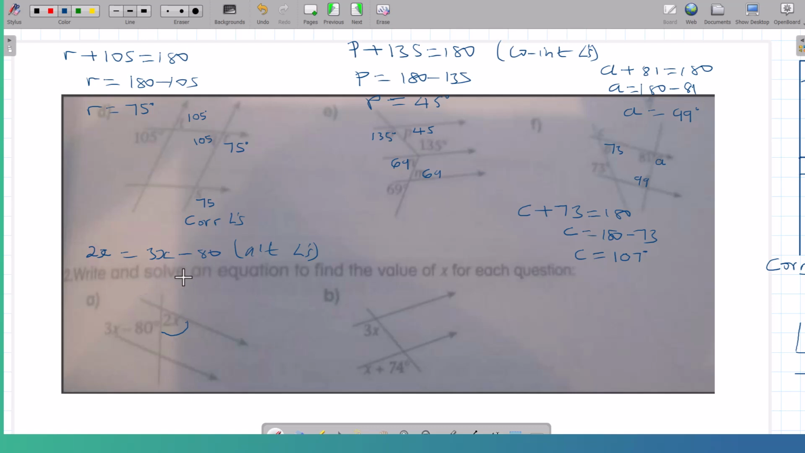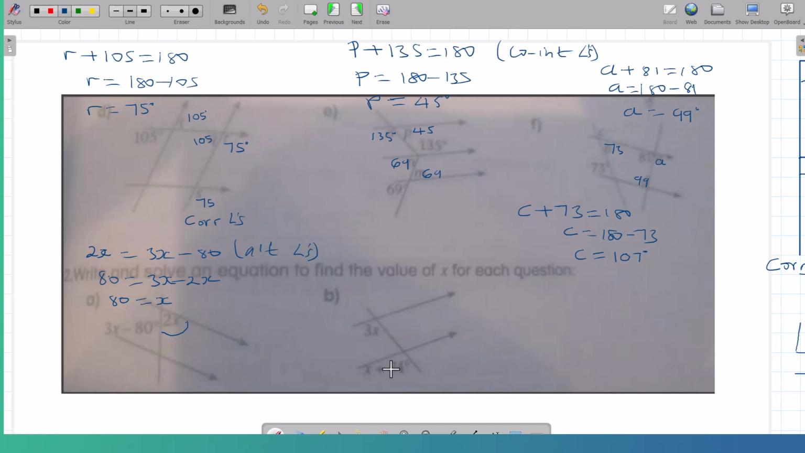As you can see, the 80 is negative, so it becomes positive. What about the 2x? It becomes negative. So what is 3x minus 2x? It gives us x, 1x. So the answer x is 80 degrees. Are we together? X is 80 degrees.